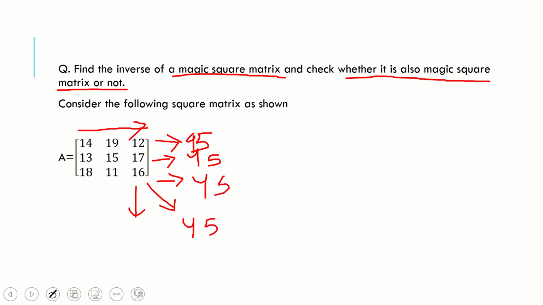And column-wise also, if you add, you will get 45, 45, 45. And this other corner also you get 45. Okay, it is your task. You can add very well, and you will find that every sum you get is 45.